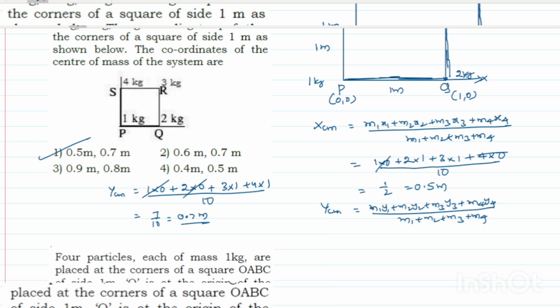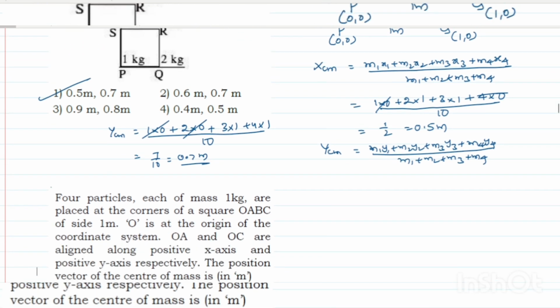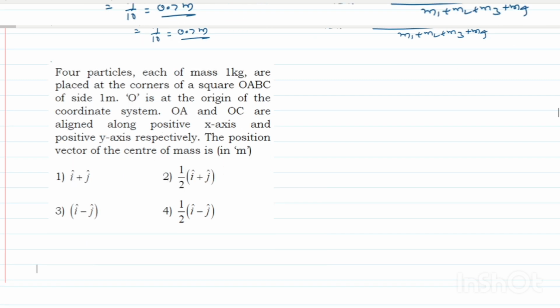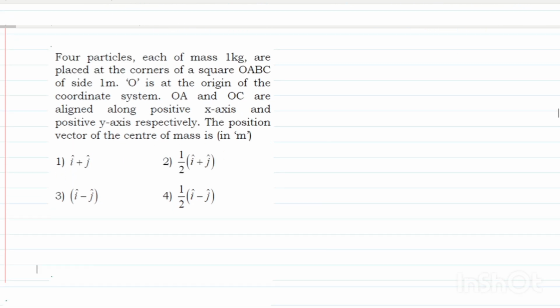Let us see the next question. The next question says four particles, each of mass 1 kg, are placed at the corners of a square OABC of side 1 meter. O is the origin of the coordinate system.